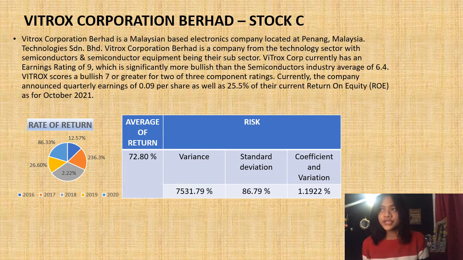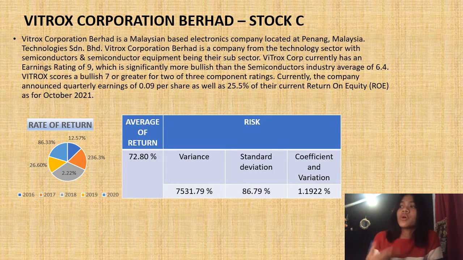Vitrox Corporation currently has an earnings rating of 9, which is significantly more bullish than the semiconductors industry average of 6.4. Vitrox scores a bullish 7 or greater for 2 of 3 company ratings. Currently, the company announced quarterly earnings of 0.09 per share, as well as 25.5% return on equity as of October 2021.